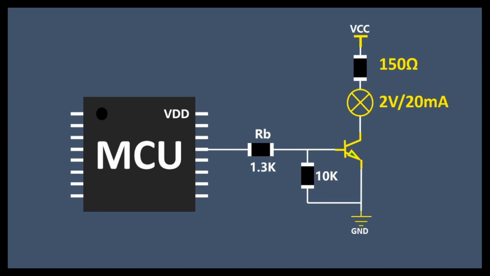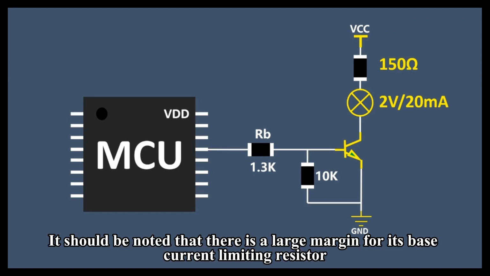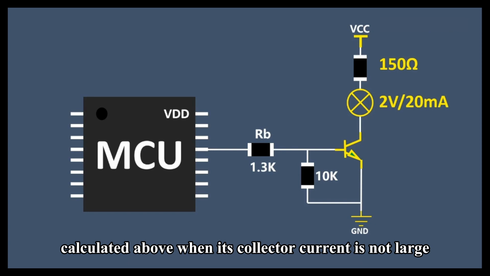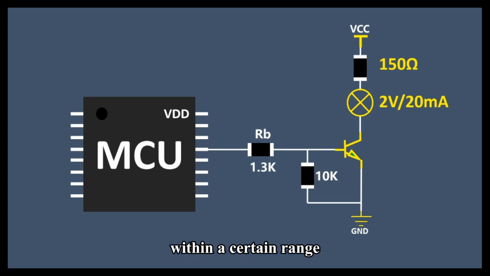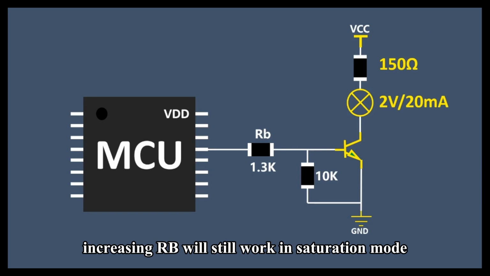It should be noted that there is a large margin for the base current limiting resistor calculated above when the collector current is not large. Therefore, within a certain range, increasing RB will still work in saturation mode.